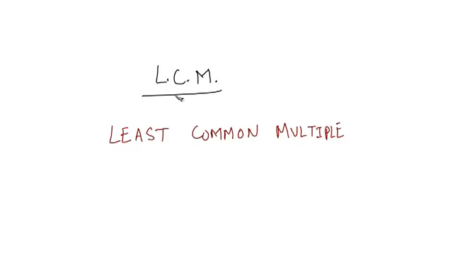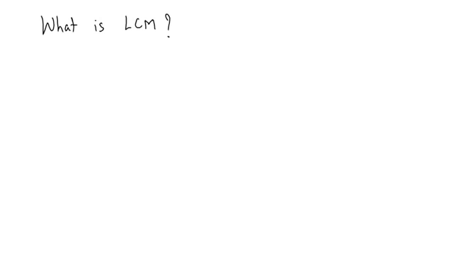Let us understand LCM in this video. So what is LCM? You can find out LCM of two or more numbers. To understand this, let's take as an example two numbers, 10 and 15. Okay, so LCM stands for least common multiple.